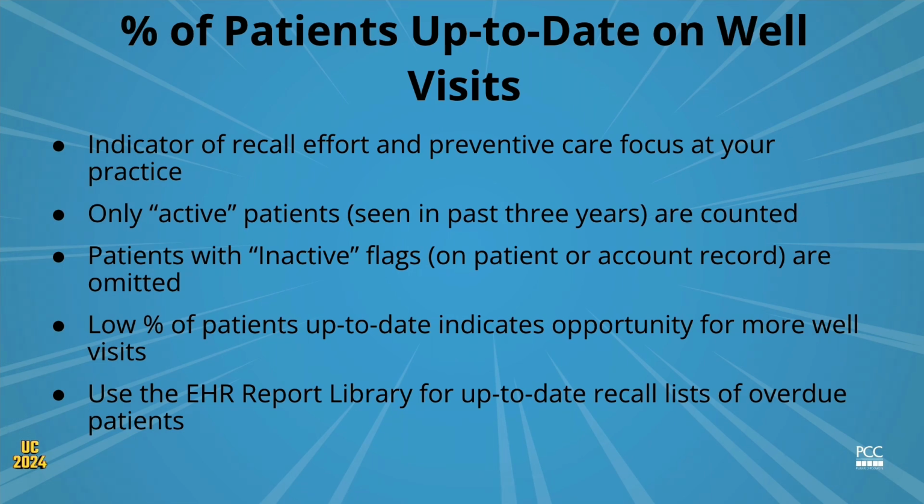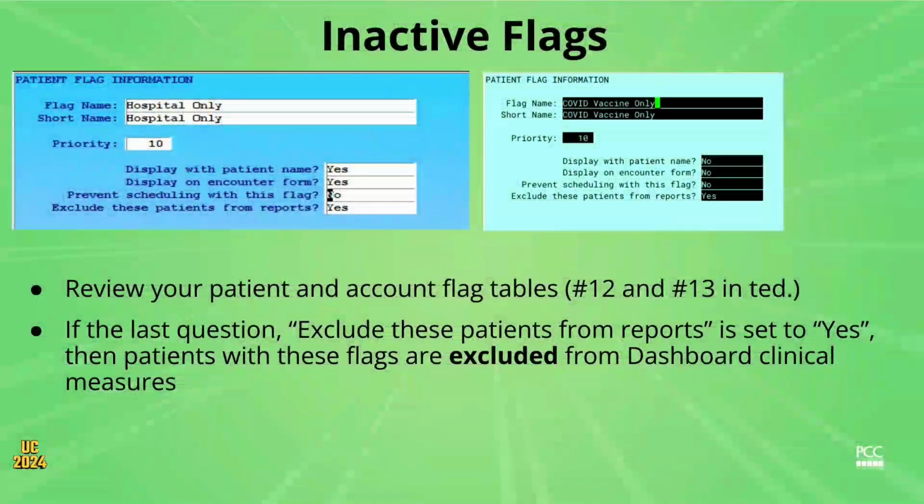So a low percentage of patients up to date indicates opportunity for more well visits. The EHR report library can be used to get recall lists. We'll talk more about that later. These were the inactive flag examples I mentioned. So hospital only, and this is on the practice management side, where those flags are maintained right now. Or if you were doing a lot of COVID vaccines, you added a ton of patients that really aren't yours because you've been vaccinating kids in the community, there's a flag you want to add for those if they really aren't your patients. Otherwise, they're going to be included on your dashboard measures. So it's good to review those tables.